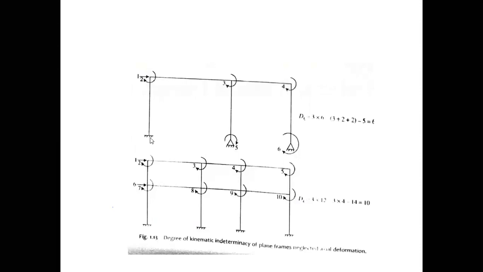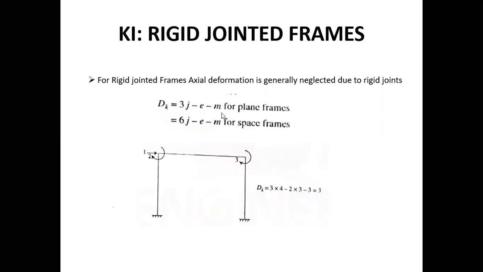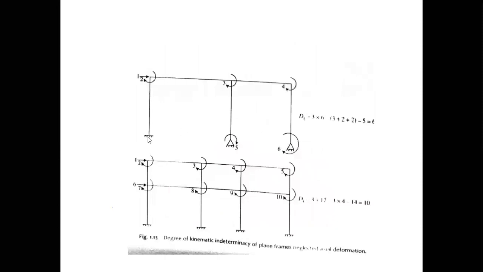This is another example. I'll quickly not write down the formula again. It is simple, you can see one more time: 3j minus r minus m for a plane frame and 6j minus r minus m for a space frame. The number of joints here is 1, 2, 3, 4, 5, 6. 6 joints, so 3 multiplied by j, where j is the number of joints, that is 6 over here. Minus r, where r is the number of reactions, that is 3 over here, 2 over here, 2 over here. That is why it is 3 plus 2 plus 2. It is subtracted from this term, and minus m. m is the number of members.